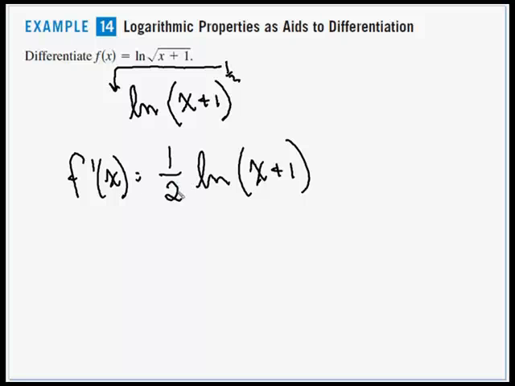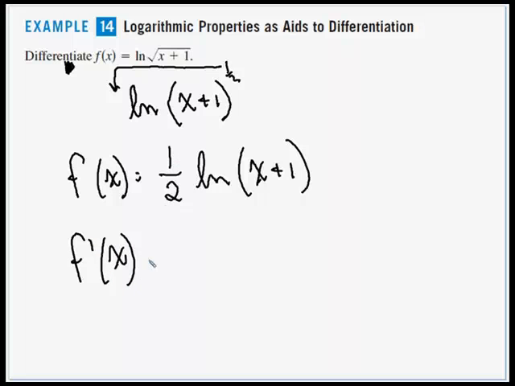And now we can take that derivative. Oh, that prime shouldn't be there. Excuse me. That's not our derivative yet. We just applied a property of our logarithms. Now we're ready to take the derivative, f prime of x.